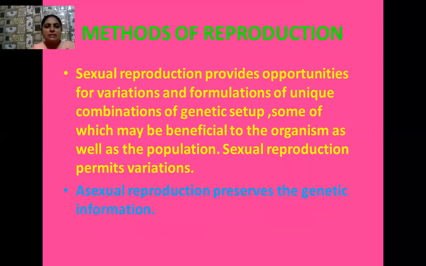But here, what is the special thing? The offspring which is formed is morphologically and genetically similar to the parent organism. Or you can say it is the clone of the parent organism, or the carbon copy of the parent organism. So this asexual reproduction preserves the genetic information. Whatever genes are present in the parent organism, these genes remain and enter into the offspring as well. So there are no variations in the asexual mode of reproduction.